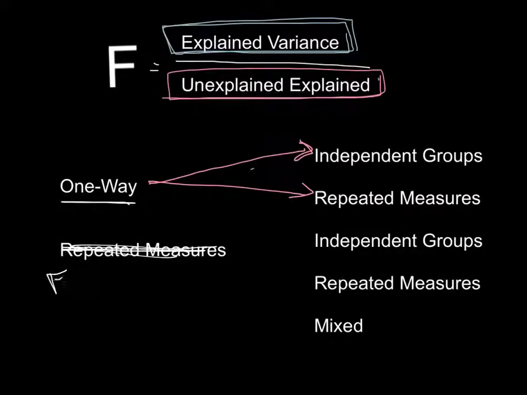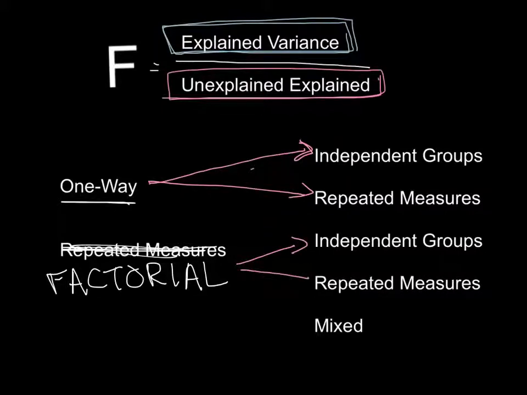but it's factorial. A factorial ANOVA is based on the concept that you have two or more independent variables. When you have two or more independent variables, they can be all independent groups, they can be all repeated measures, or they can be some combination of independent groups and repeated measures, and we call those a mixed factorial ANOVA. So we're going to go through the partitioning of variance for those types of designs in the next couple of slides.